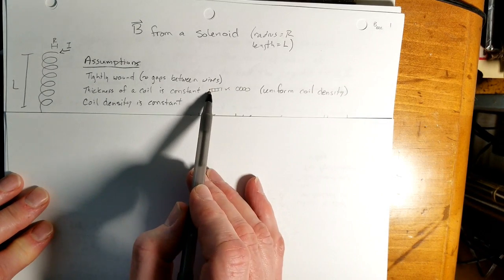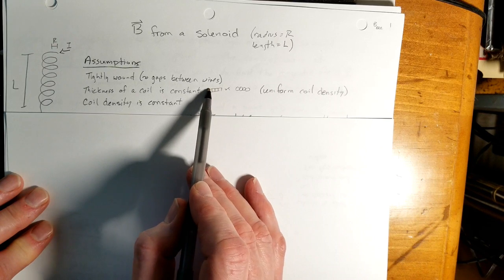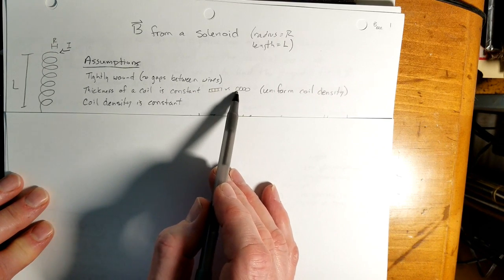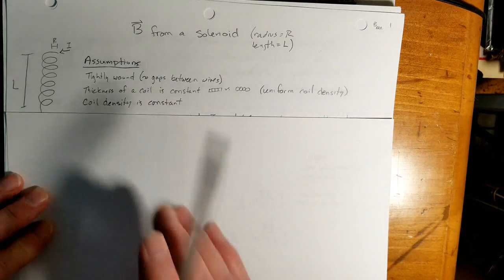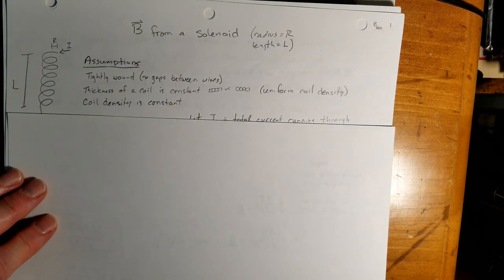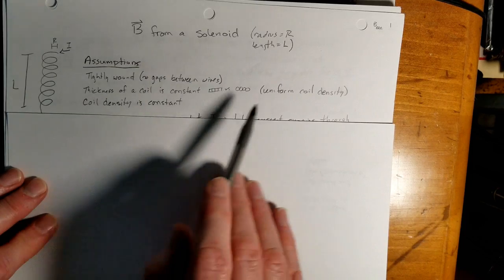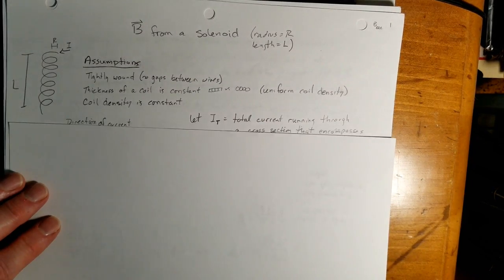So basically, in essence, I'm assuming that they're squared off as opposed to circular, where we do have some gaps right there. But I'm assuming the uniform coil density and that the coil density is constant, which goes along very much with the uniform coil density.